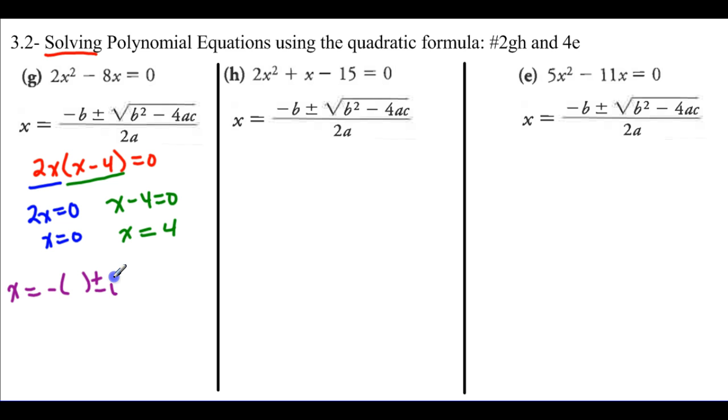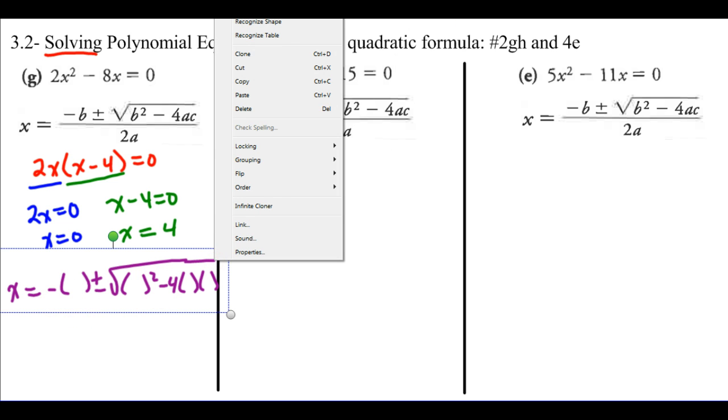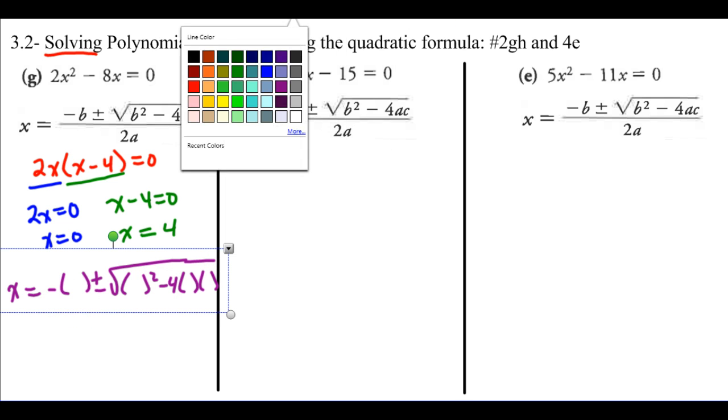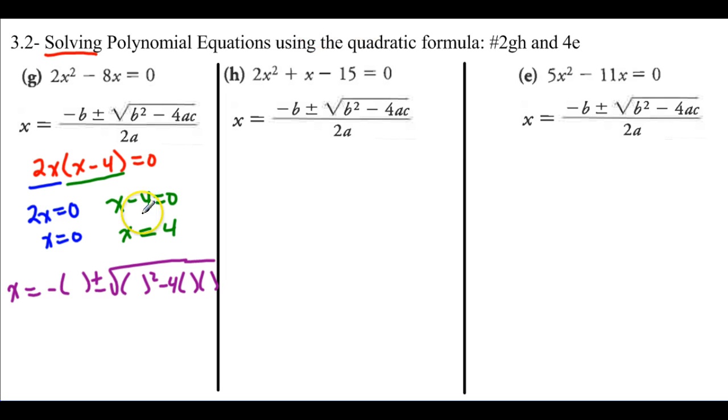What I tend to do, or what I tend to show when I'm doing these, is because I'm going to be substituting in for a, b, and c, I'm just going to take them out of my equation right off the bat, and then I'm going to put brackets in order to make sure I don't mess up with my negative signs here.